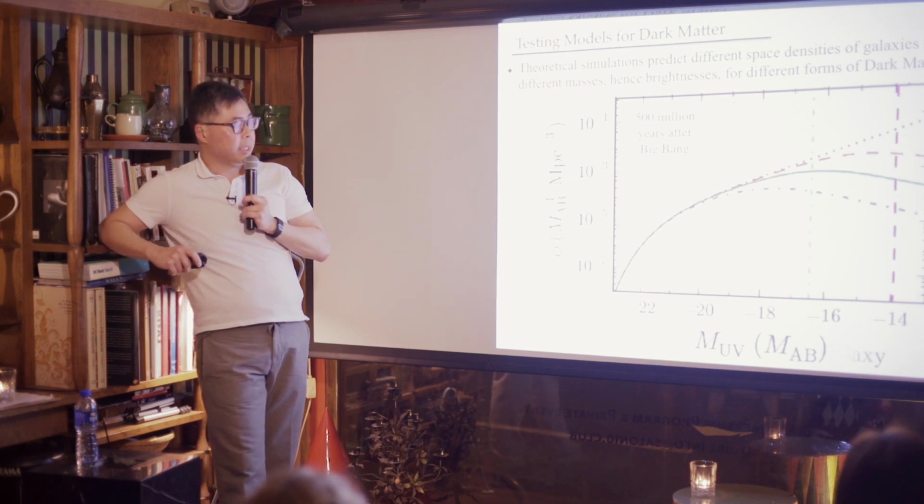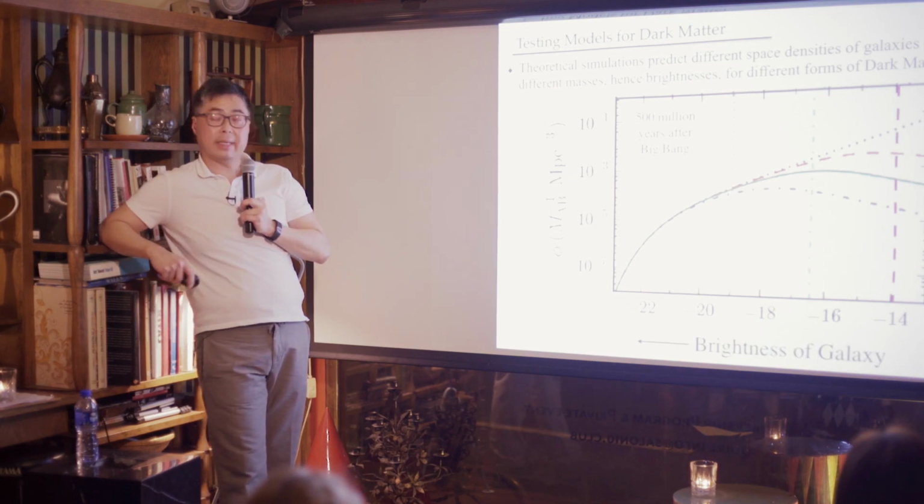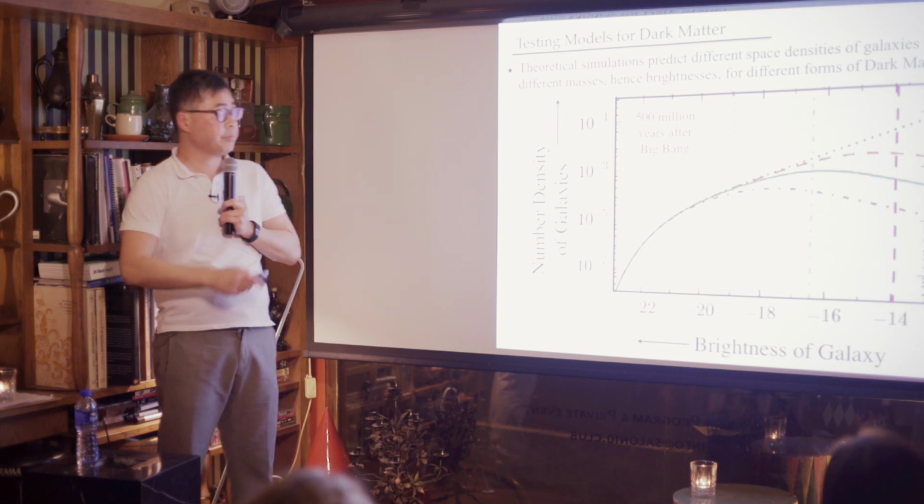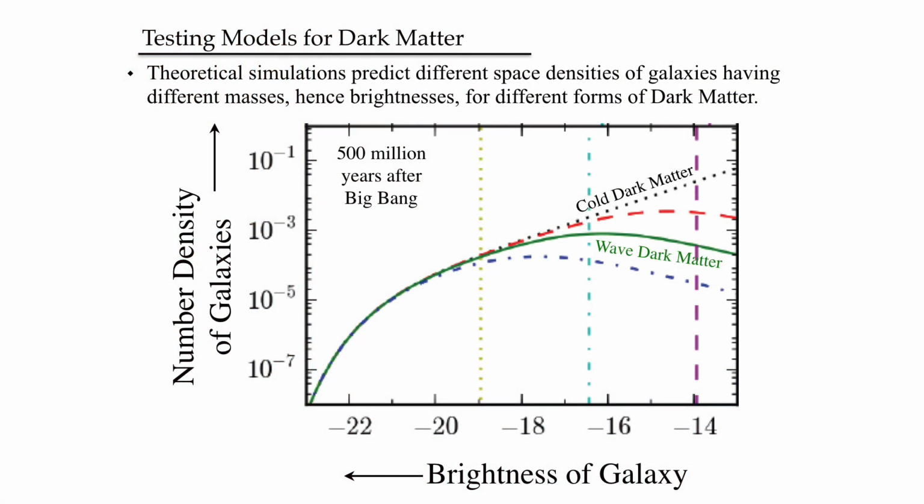Now, here's a plot of the brightness of galaxies versus the space density of galaxies, the number of galaxies per unit volume. In cold dark matter, this is how we predict the number of galaxies should depend on their brightness. The universe prefers to form many more low mass galaxies than high mass galaxies because we need time for the dark matter particles to come together. For big galaxies, dark matter particles take a longer time to come together. That's why there are fewer of them.